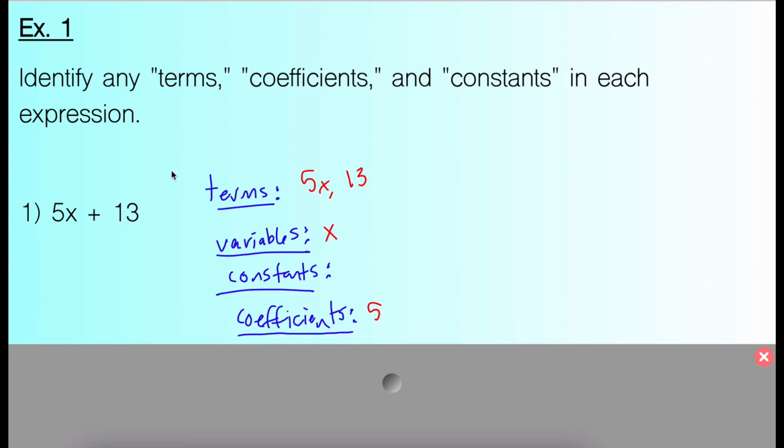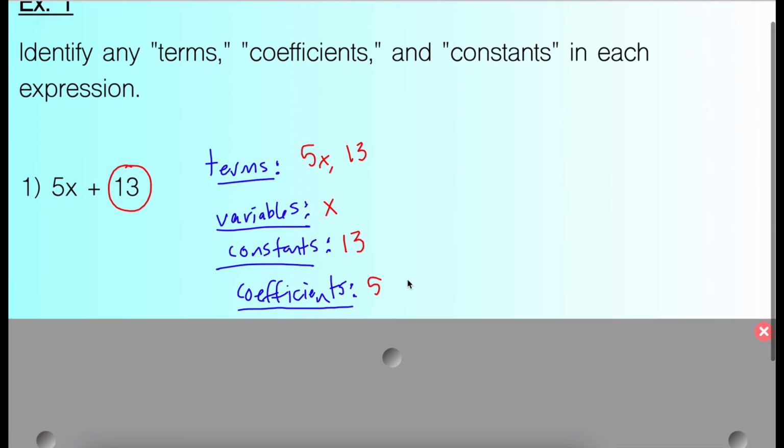Lastly, are there any constants in this expression? There does happen to be one, and constants are numbers by themselves, so the term 13 is a constant. So a quick rundown: two terms, 5x and 13. One of the terms is a constant, that would be 13. The other term, 5x, has a variable x, and the coefficient for that variable is 5.